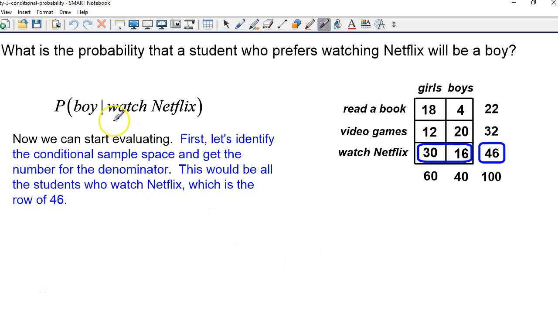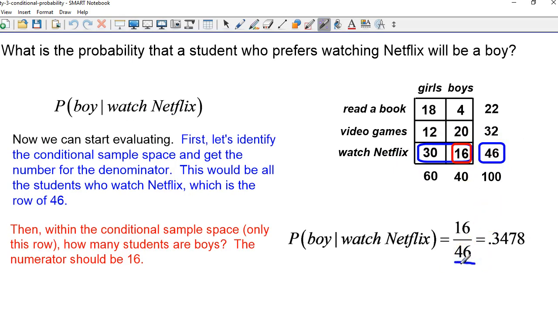First, let's identify the conditional sample space. The conditional sample space would be students who like to watch Netflix. That's going to be this row here. There's a total of 46 students, and that's going to be in the denominator of the fraction. The denominator relates to the condition, the 46 people watching Netflix. The number on the top is going to be something out of that condition: how many are boys? Inside the watch Netflix conditional sample space, how many are boys? That would be 16. So it's 16 out of 46, and this probability is correctly computed to be 0.3478. About 35% of people who like to watch Netflix are boys.